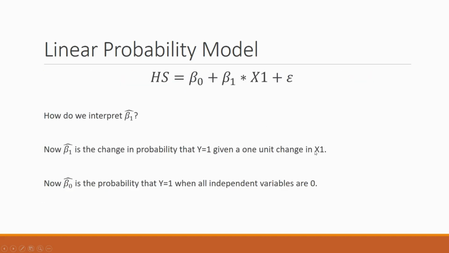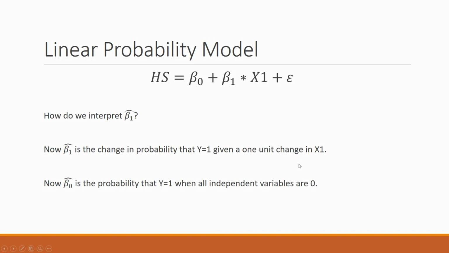Okay, so then how do we interpret the coefficients using a linear probability model? How do we interpret beta 1 hat, for example? This is the most important. By comparison, remember that if we had a continuous dependent variable, then beta 1 hat would be interpreted as the change in y given a change in x. All right, but now it's a little bit different. Now the dependent variable is binary. So now beta 1 hat is the change in probability that y will equal 1 given a 1 unit change in x1. So let me rephrase that.